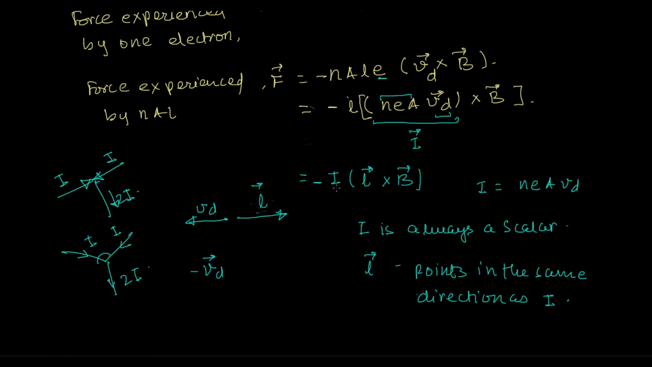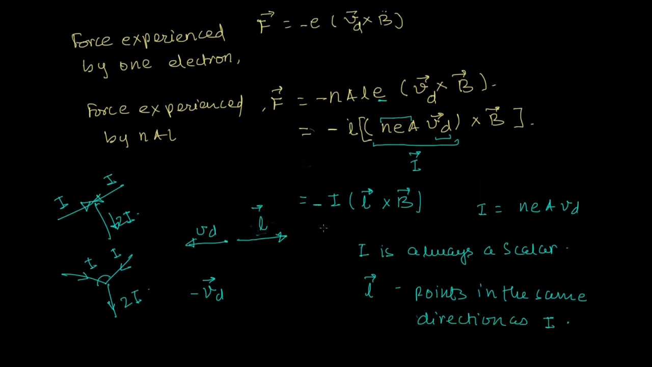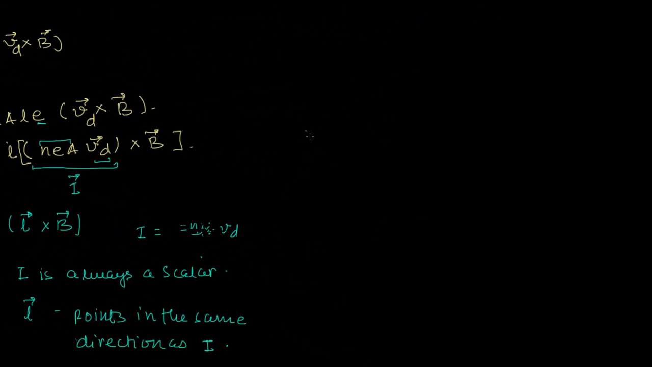So what happens here is my I, this negative, you understand? Minus VD. NEAVD comes out as a scalar. This moves in as a vector. So you can say that minus VD is in the direction of L, in the direction of current. So the force now becomes, this negative sign is not required. It has to go. So the force becomes I L cross B.